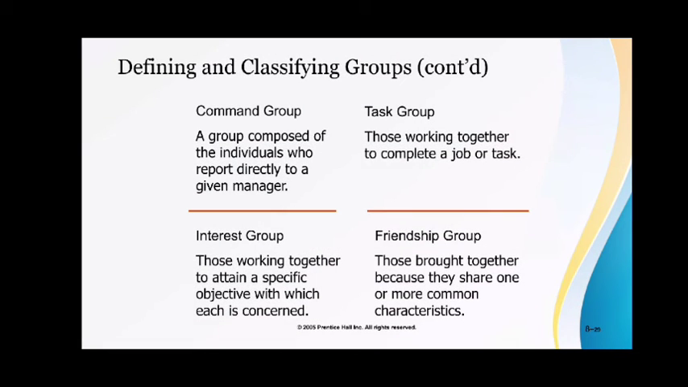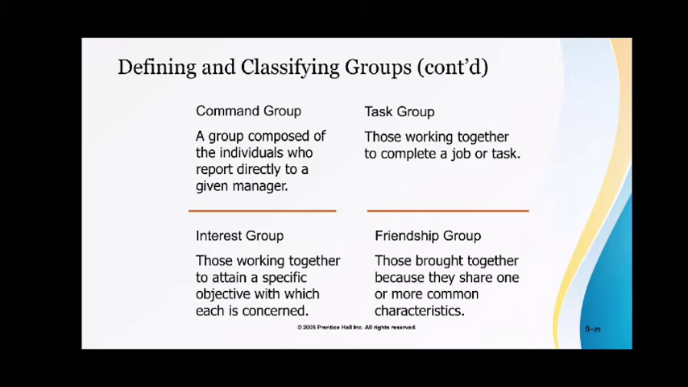We also have the command group, a group composed of the individuals who report directly to a given manager. Command group is a type of formal group. It is determined by the organization's hierarchical chart and composed of the individuals that report to a particular manager. For instance, the manager of training has a command group of his employees, the training group.